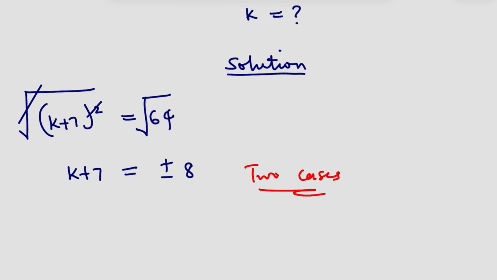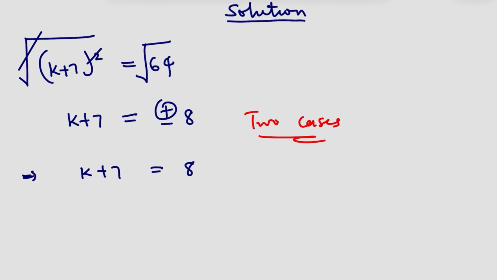The first one will be the positive 8. So we say when k + 7 is equal to positive 8, we can solve for k in this linear equation by just subtracting 7 from both sides, and that's easy. So this gives us k + 0 is equal to 8 - 7, which is 1, and that is our first solution to this problem.